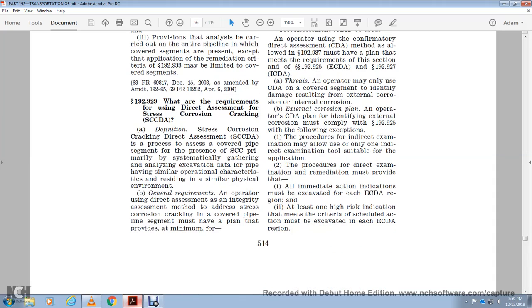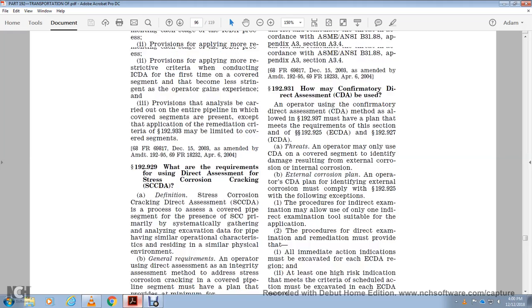What are the requirements for the direct assessment of stress corrosion cracking? Stress corrosion cracking direct assessment is the process of assessing covered segments susceptible to stress corrosion cracking, primarily by systematically gathering and analyzing excavation data for pipe having similar operational characteristics and residing in a similar physical environment. General requirements apply to all direct assessment: an integrity assessment method to address the threat of corrosion cracking in covered pipeline segments.